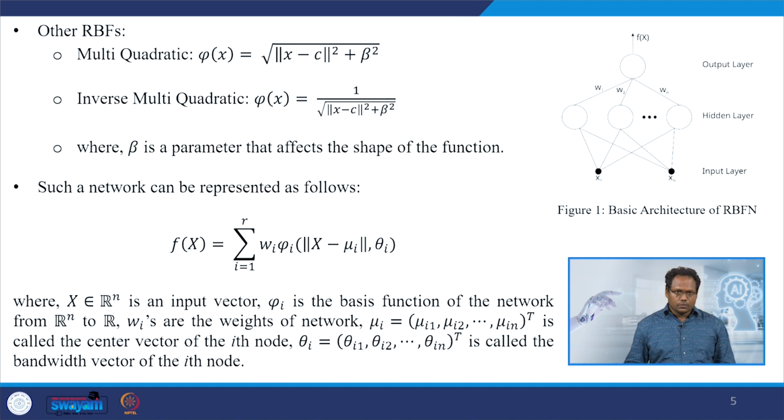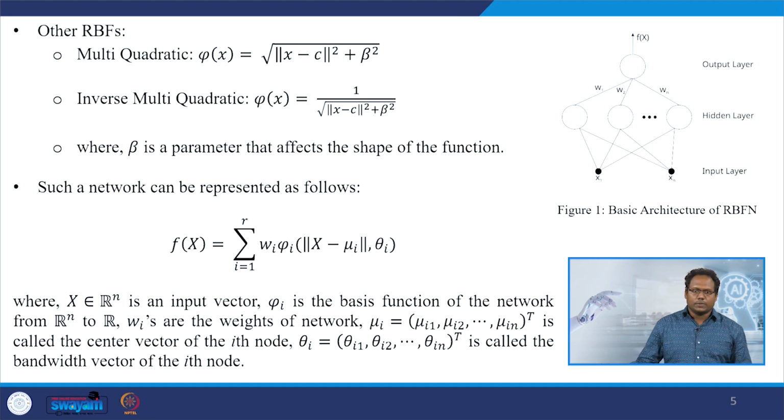Other radial basis functions are the multi-quadratic, which is given by phi of x equal to root of norm x minus c square plus beta square, and the inverse multi-quadratic, which is given by phi of x equal to 1 by root of norm x minus c square plus beta square, where beta in the multi-quadratic and inverse multi-quadratic functions is nothing but a parameter that affects the shape of the function.